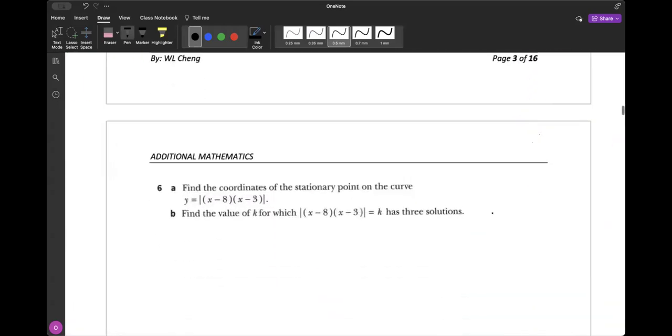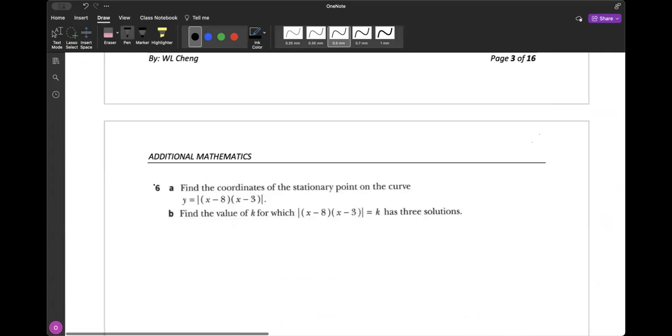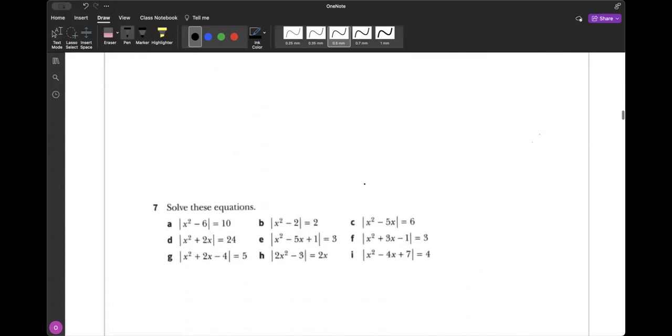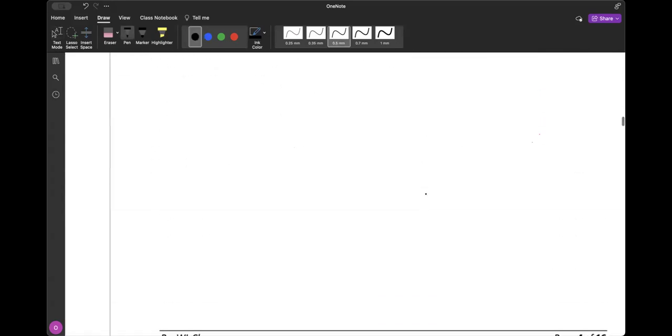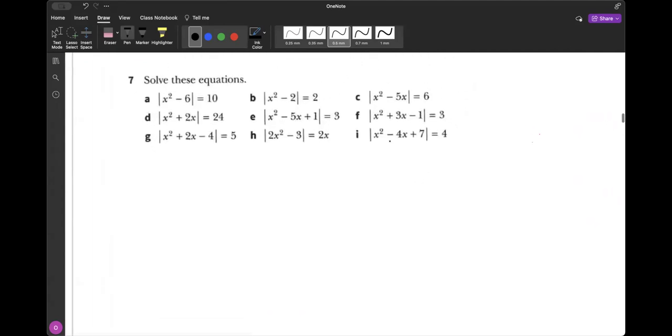The other few you can try to do yourself. This one, similar one, you do as homework. Practice yourself. Okay, I'll show you one question on this. One example. Okay, solving this.